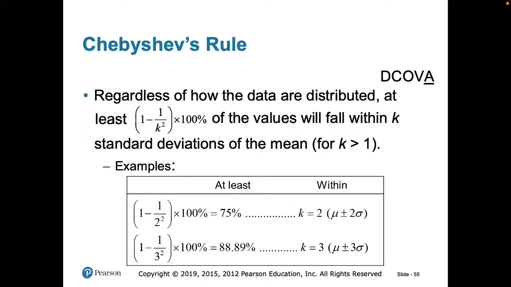But let's say that you want to do it for 2 standard deviations. So you have 1 minus 1 divided by 2 squared, or by 4, times 100. That'll give you 75%. So you can say that the number of cases is going to fall within the mean plus minus 2 standard deviations. And then if you want to take 3 standard deviations, you have that 88.89% of all the observations are going to fall within 3 standard deviations of the data that you have.